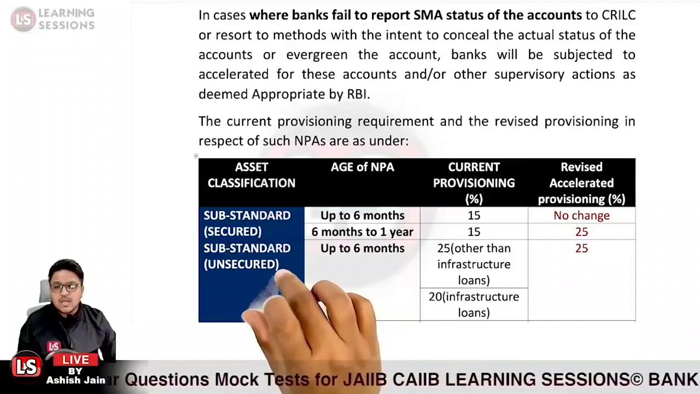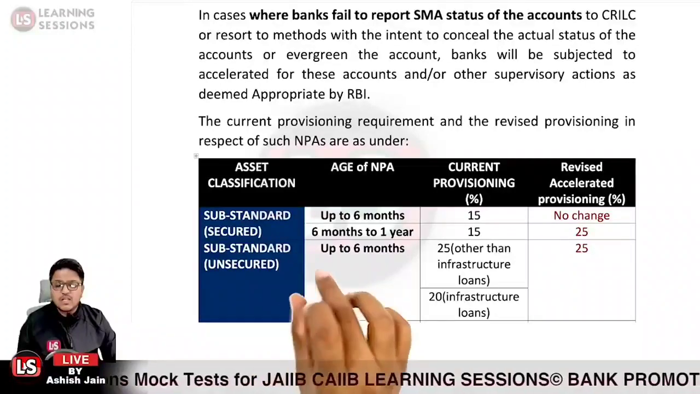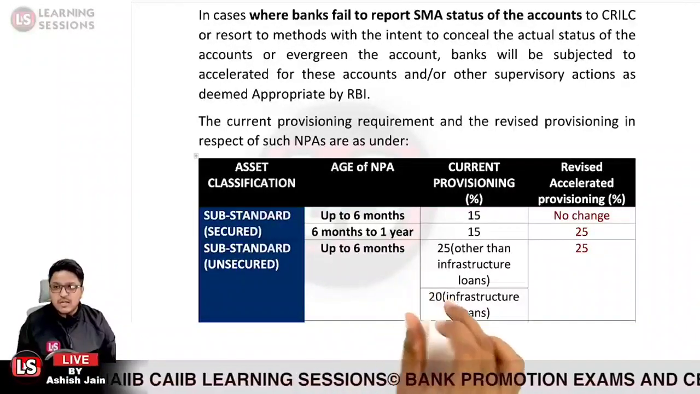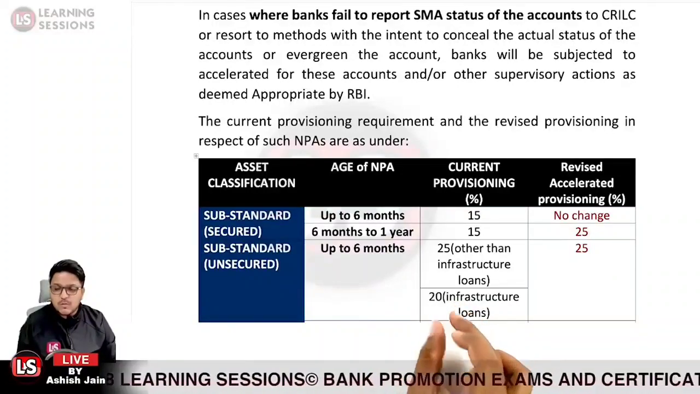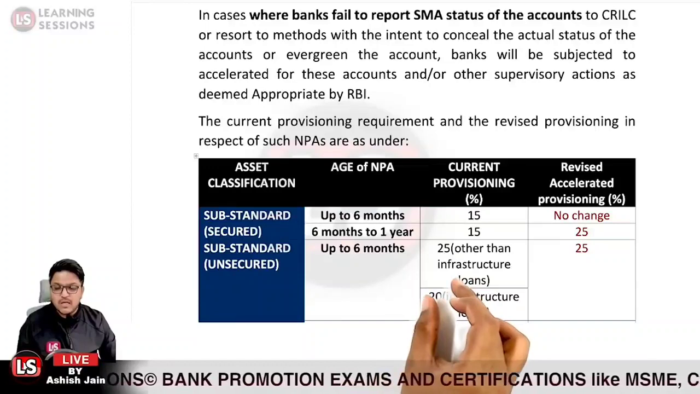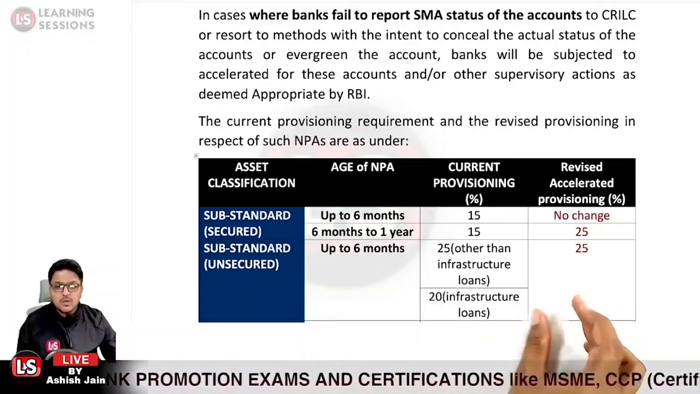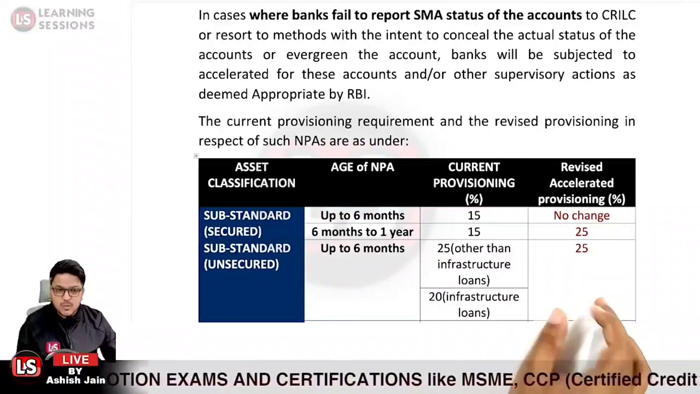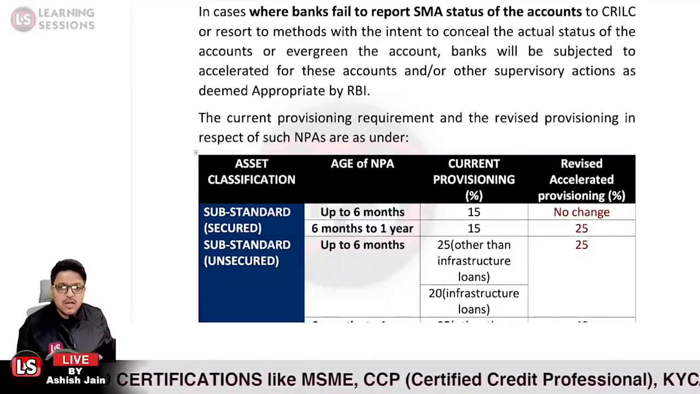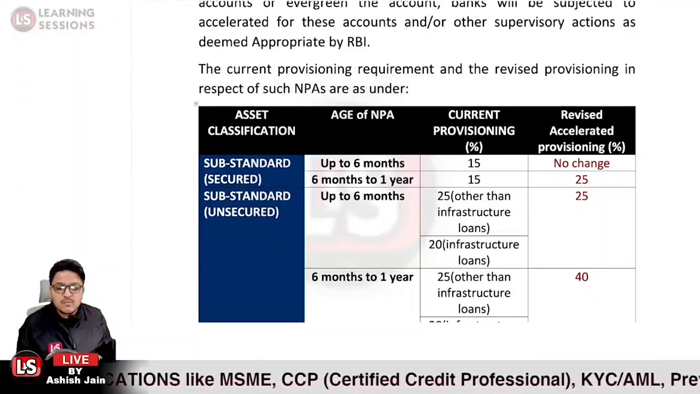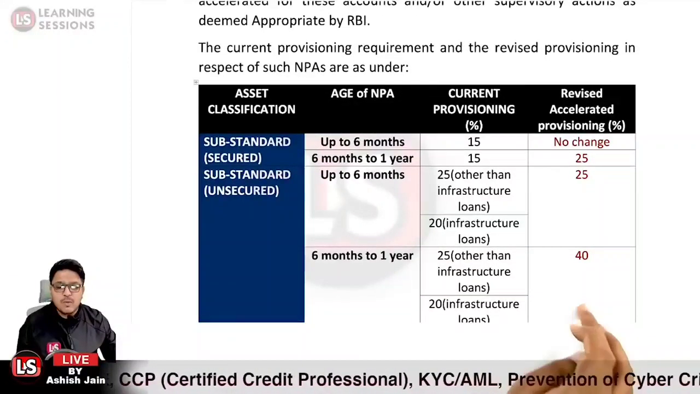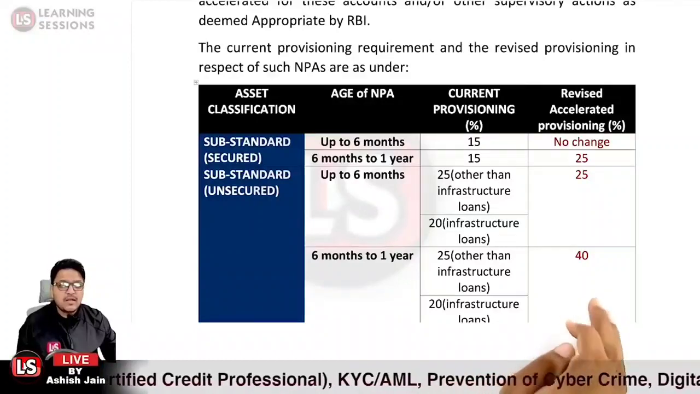And for the unsecured substandard account, for age up to 6 months, for infrastructure related loans 20% of the provision is to be maintained, and for other loans 25% of the provision is to be maintained. But under the accelerated provisioning, uniformly 25% of the provision is to be maintained. And further, where the loan account is an unsecured substandard loan account and the age of NPA is over 6 months up to 1 year, in that case 40% of the provision is to be maintained under the accelerated provisioning norms.